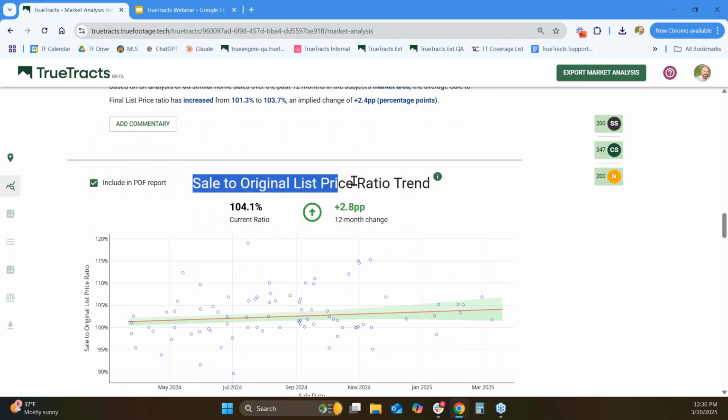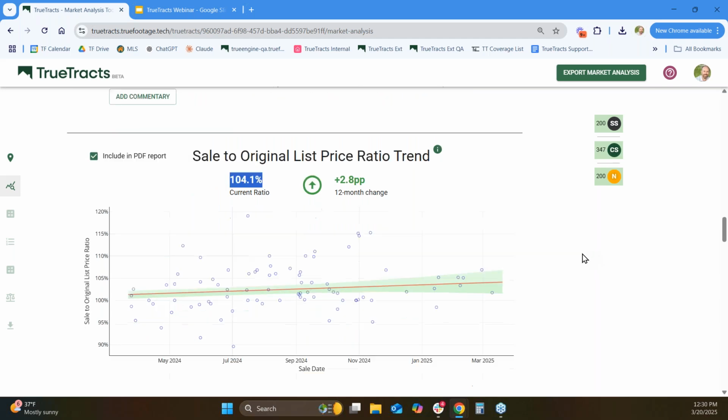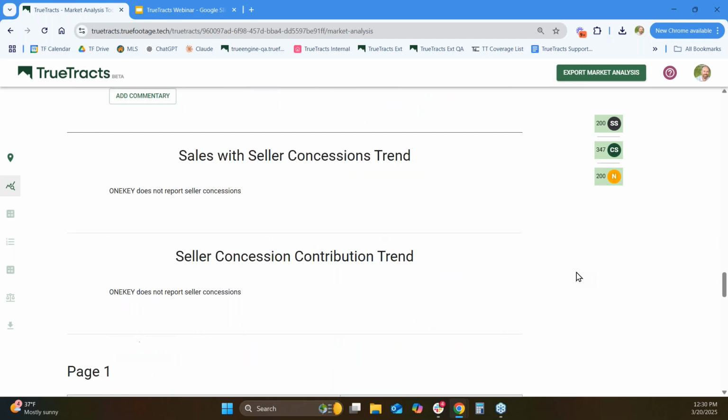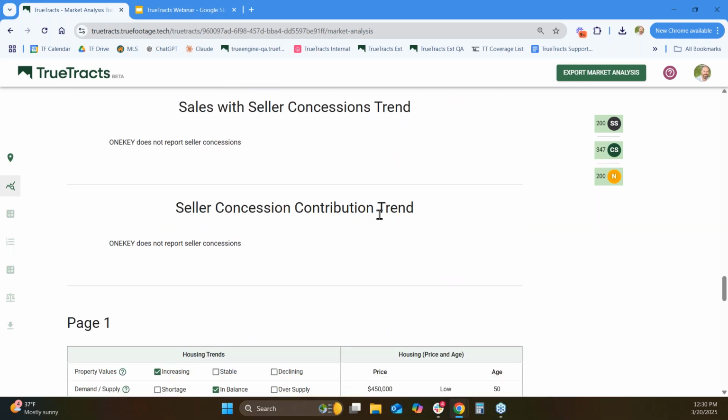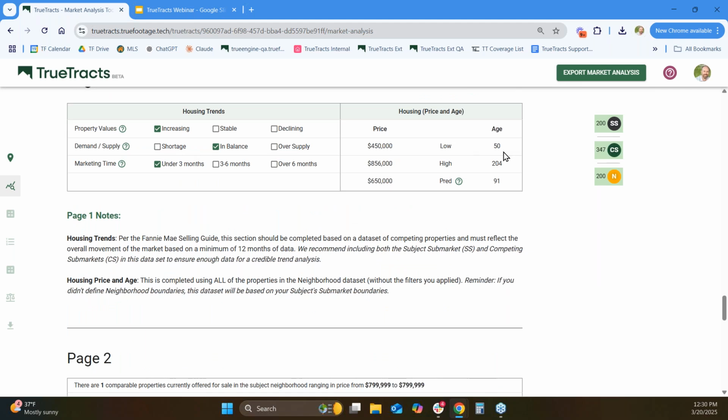Sale to original list price. This is the original list price to what they sold for. So you can use this to adjust your active listings. We have distress sales. We have seller concessions in markets where it's available. And then we're going to fill all this stuff out for you.